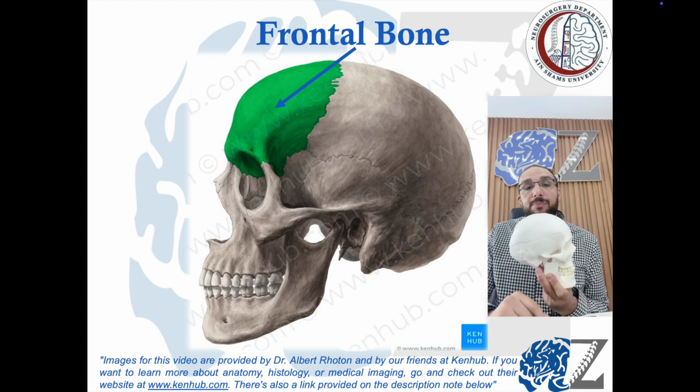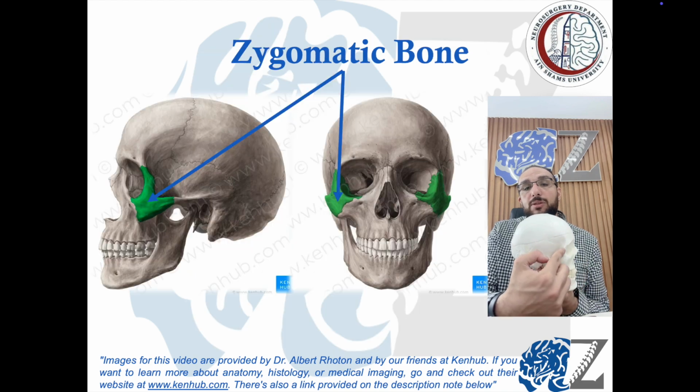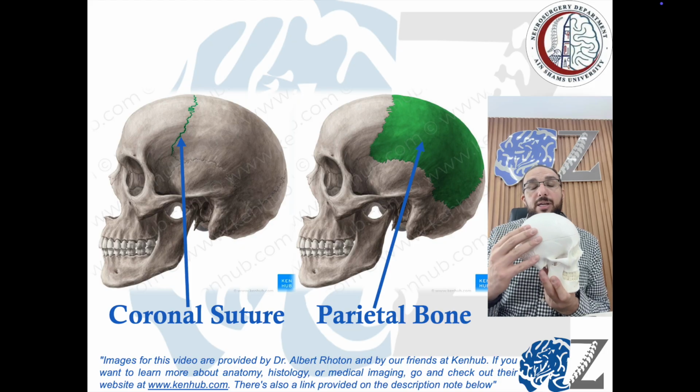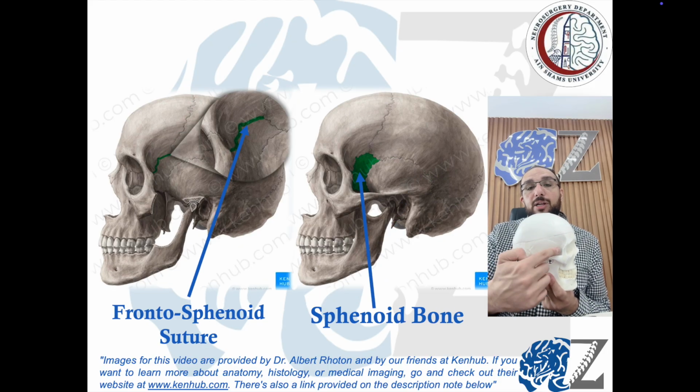Okay, and if I look at the skull from the lateral aspect, I can see that the frontal bone is in front in here. And you can see here the zygomatic process of the frontal bone, and as it fuses with the zygomatic bone forming the frontozygomatic suture. Here behind you can see the parietal bone and the coronal suture between them. And here you can see the sphenoidal bone from the lateral aspect, and between them is the frontosphenoidal suture.